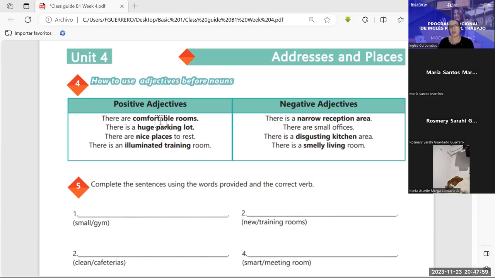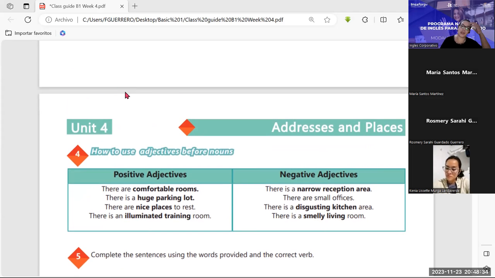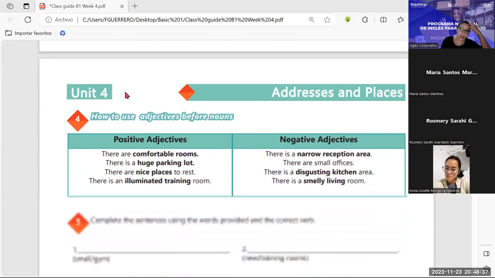illuminated es iluminado, entonces solo esos son positive adjectives y hay negative adjectives también, adjetivos negativos, como decir narrow, es estrecho, eso no es para un lugar, no es algo positivo decir que es estrecho. Disgusting es desagradable, asqueroso, disgusting. Y tenemos smelly. Smelly es algo que huele mal, hediondo, smelly. Ya con esto, pues, podemos escribir algunas oraciones sobre nuestro lugar de trabajo.